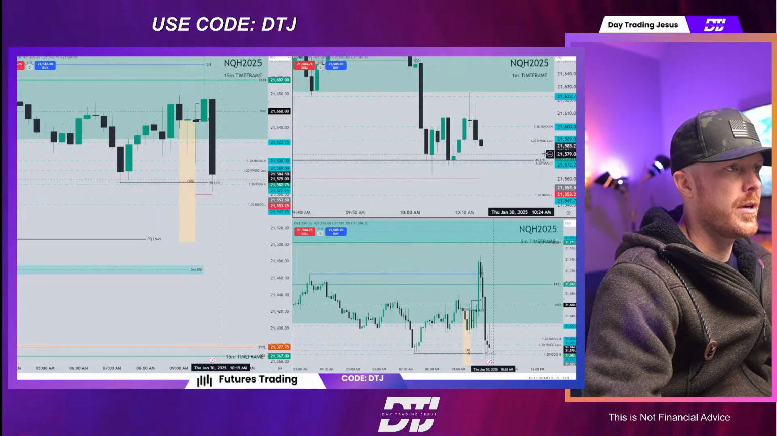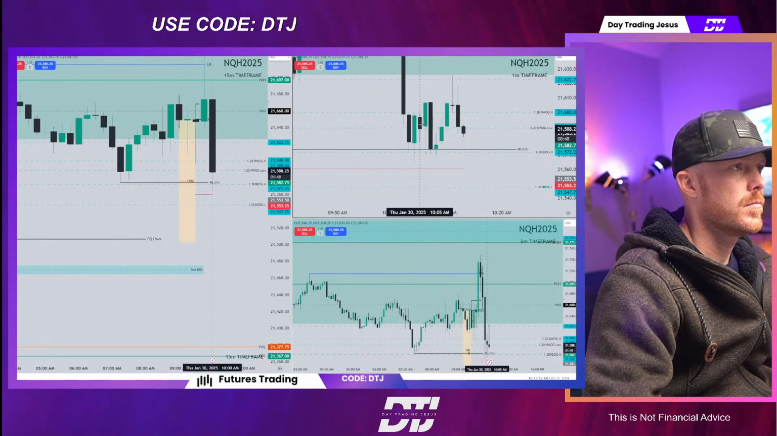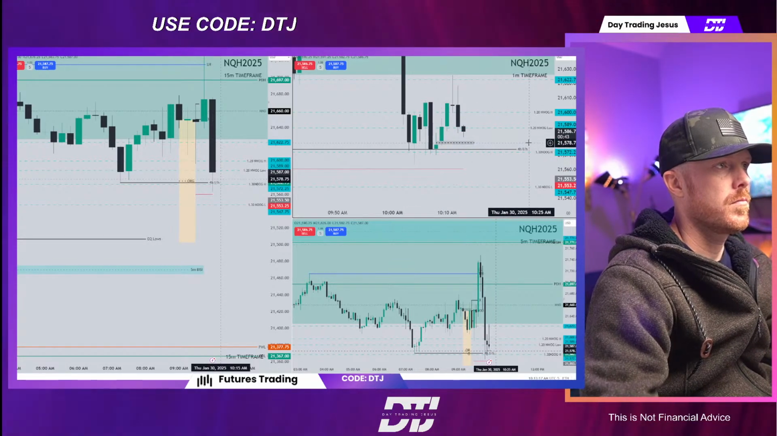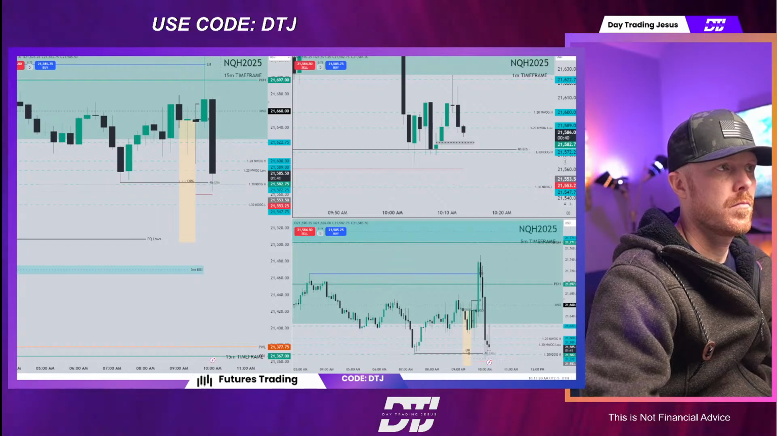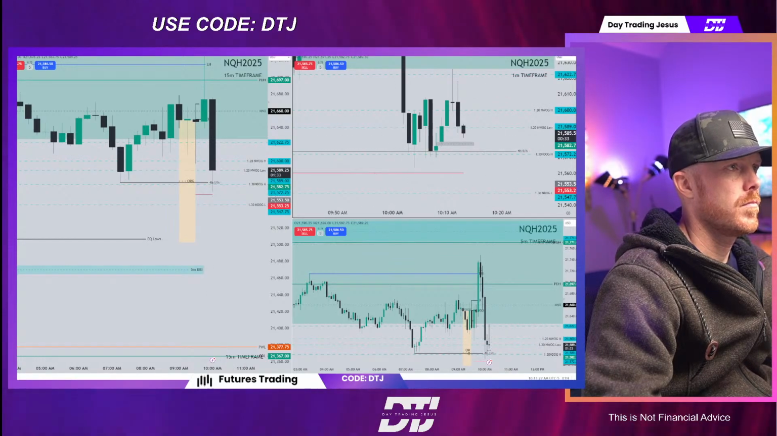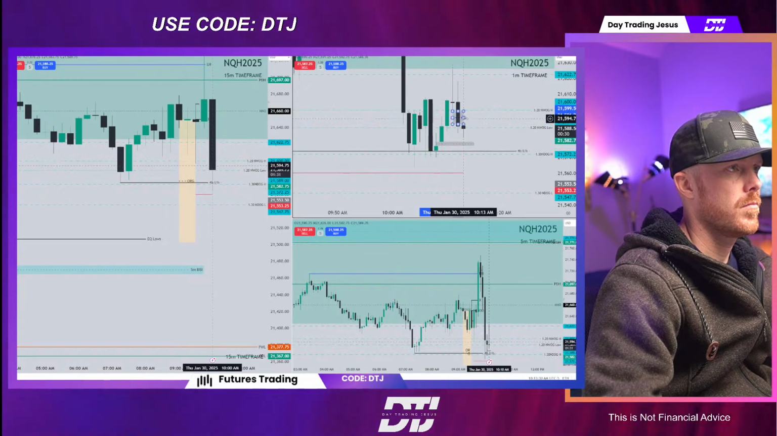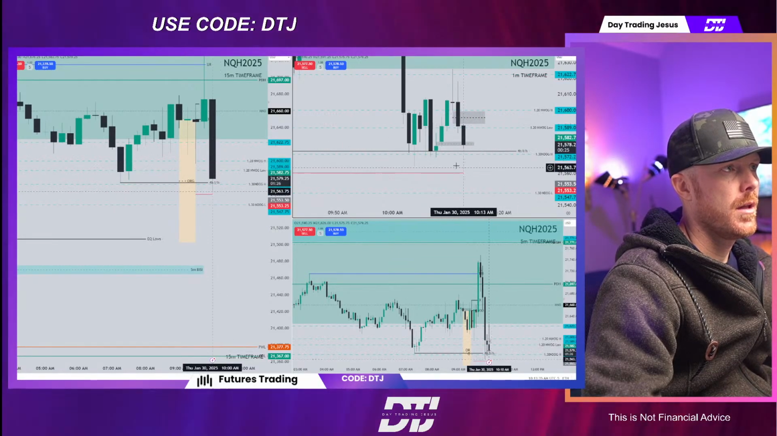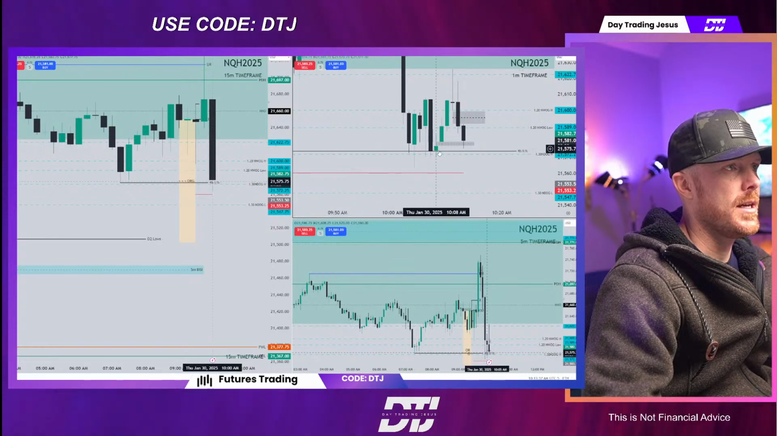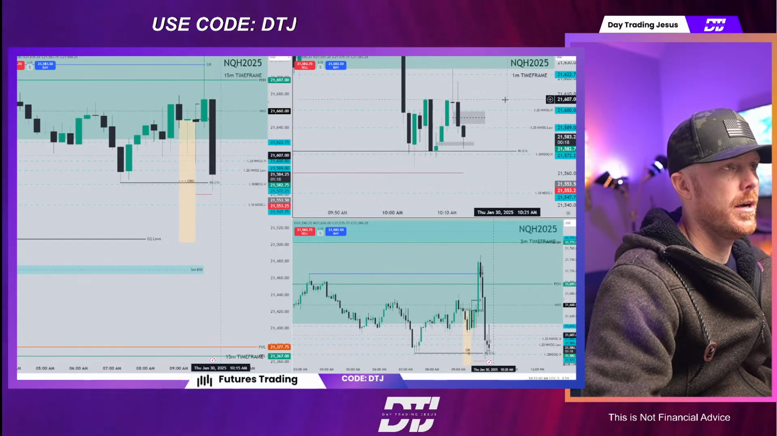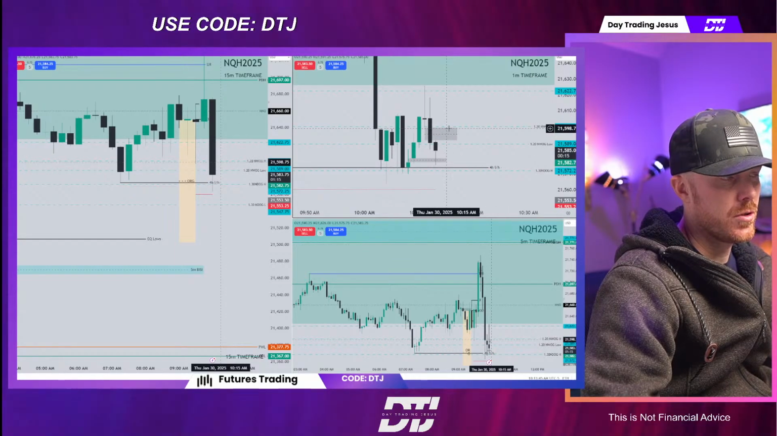Watching this volume imbalance right here. And then I'm watching this inversion right here. I want to see a higher low. I don't want to see a lower low, and if we get an inversion right here, I'm going to look at that as a potential long.